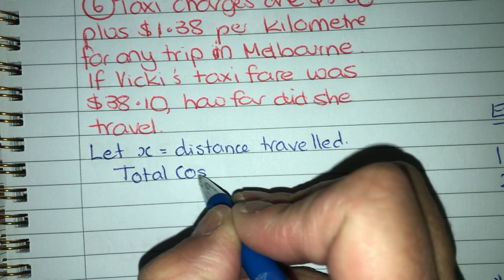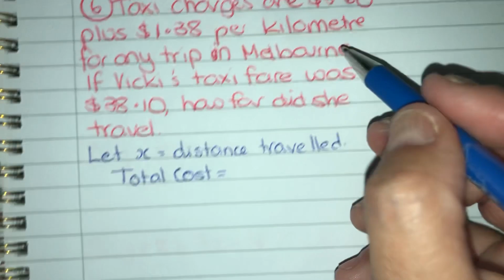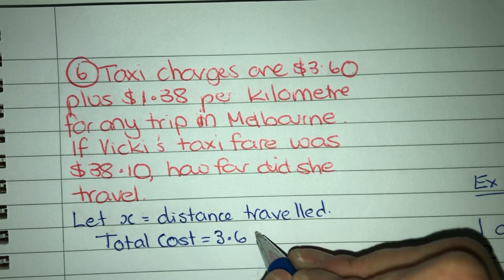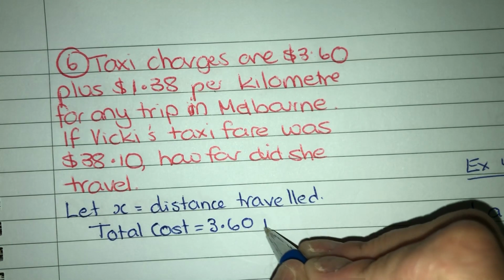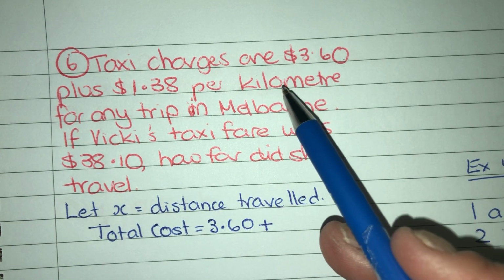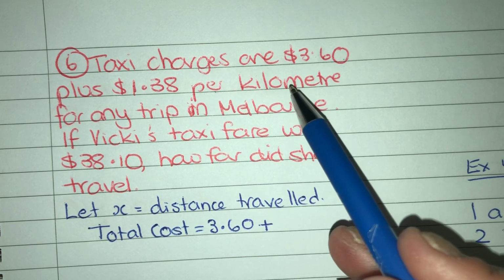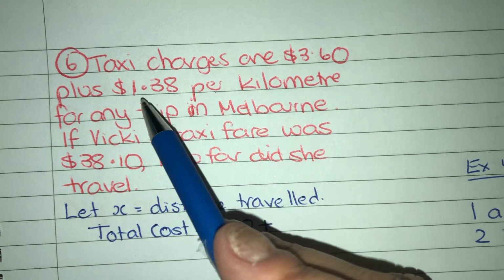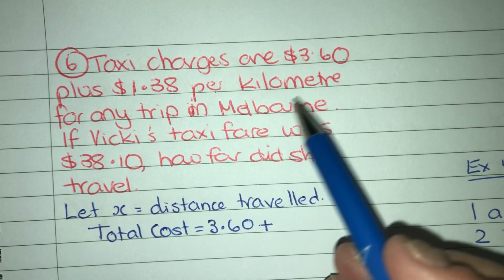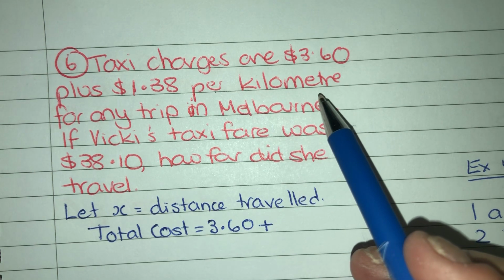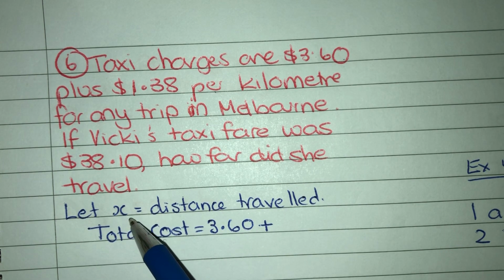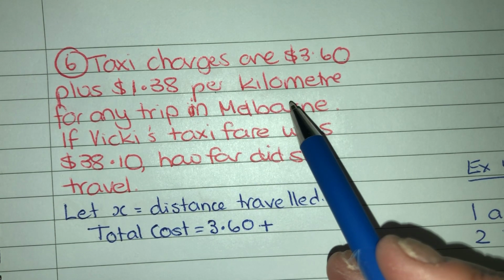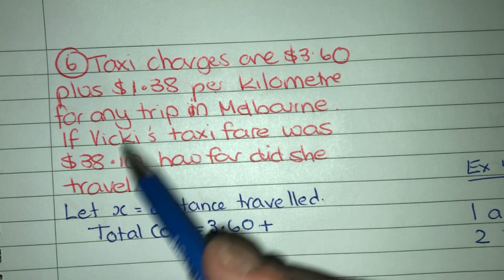The total cost is always, remember I said the minute I get in, it costs me $3.60. Plus, if it's 1 kilometre, then we do 1 times $1.38. If it's 2, we do 2 times $1.38. If it's 10, we do 10 times $1.38. So I'm changing the amount of kilometres in my example every time. So for here, x is the distance travelled, the thing I keep changing in the example.